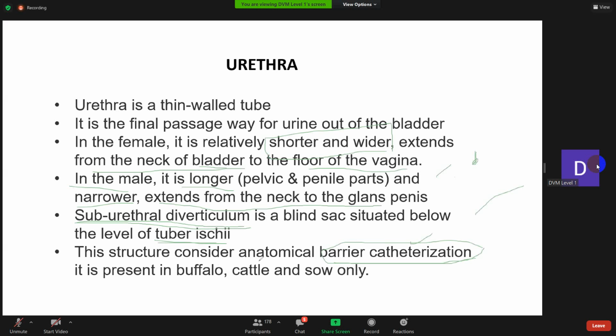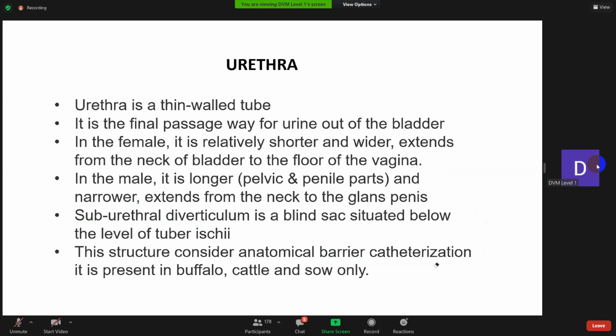This structure is present in buffalo, cattle, and sow only. You will find this sort of diverticulum in cattle, buffalo, and sow, not in other animals. So this is all about the urethra.